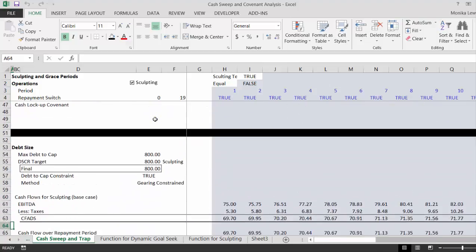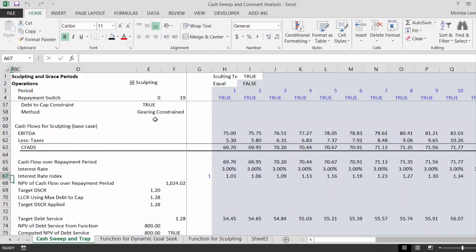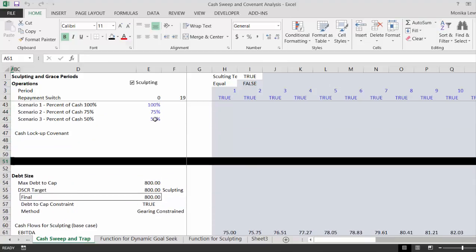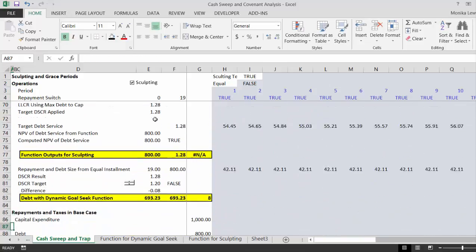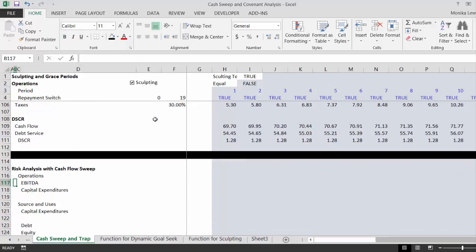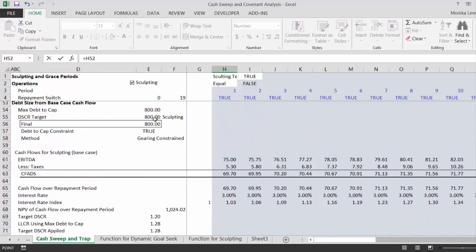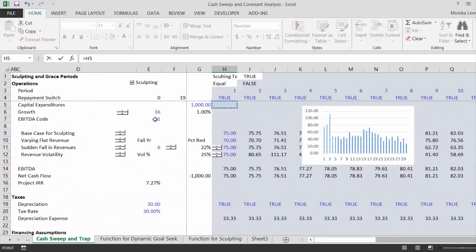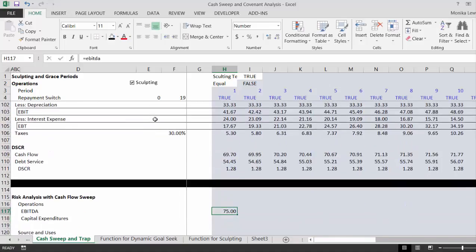And now this debt sizing analysis here, I should really put debt size from base case cash flows, okay? So we are going to leave all of that in and then redo the analysis. And when we redo the analysis, the first thing we're going to do is go and get, instead of just the base case this time, this alternative case.